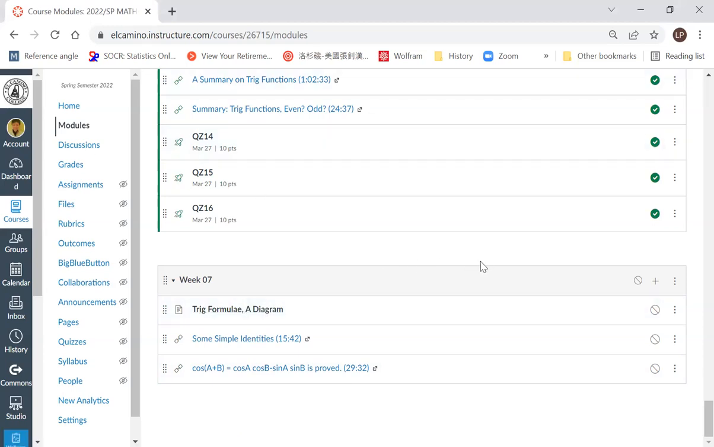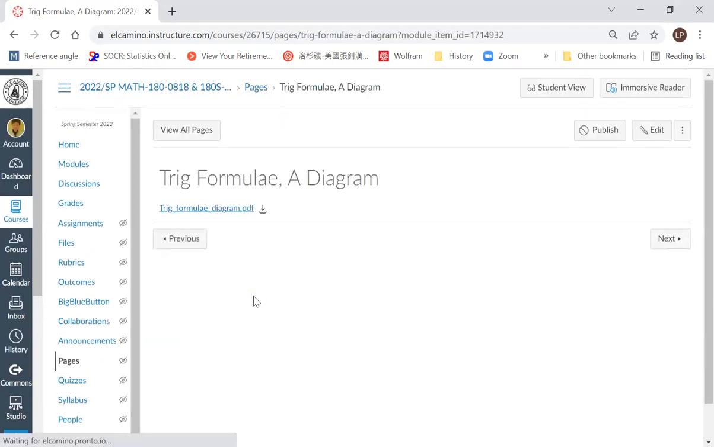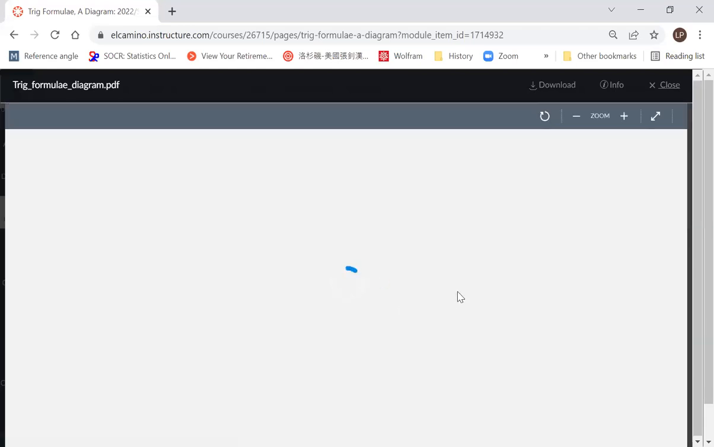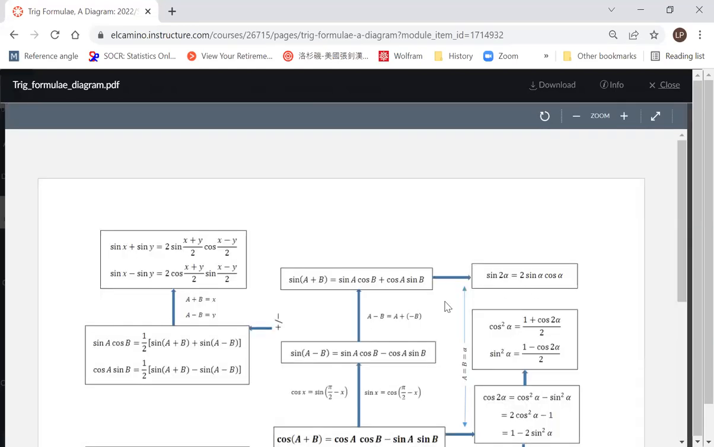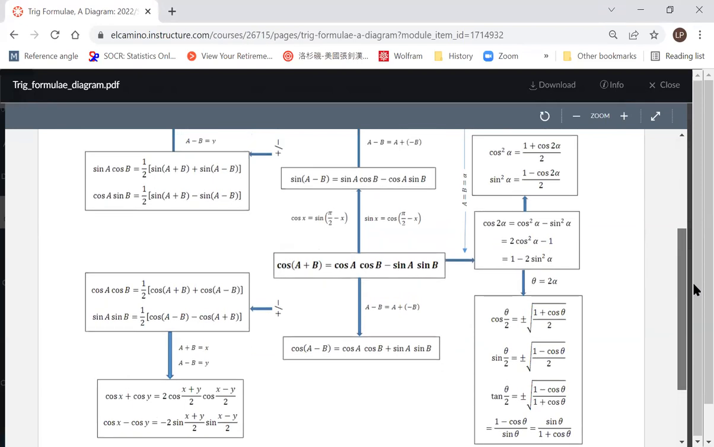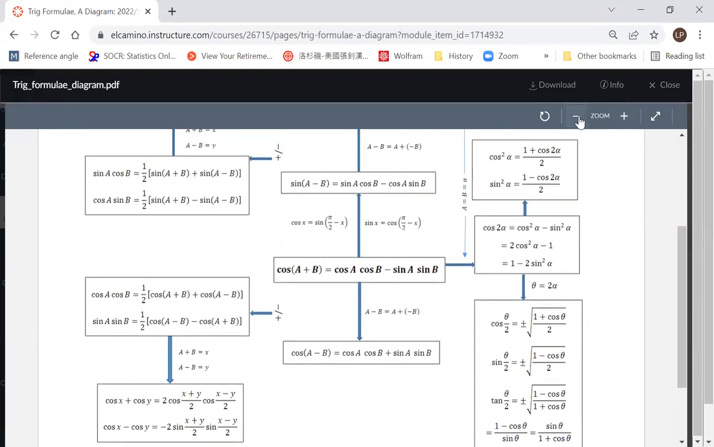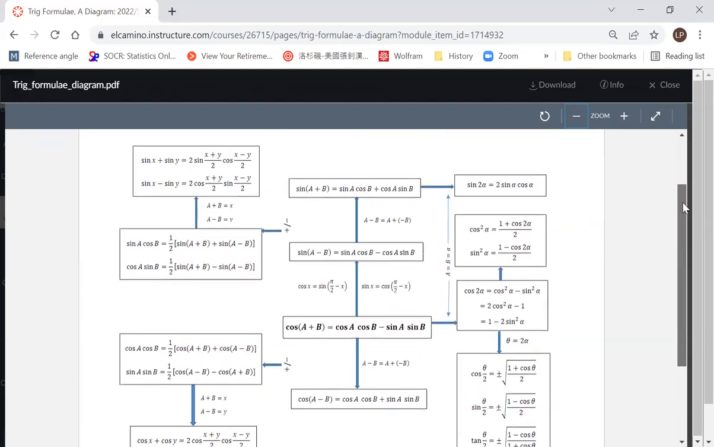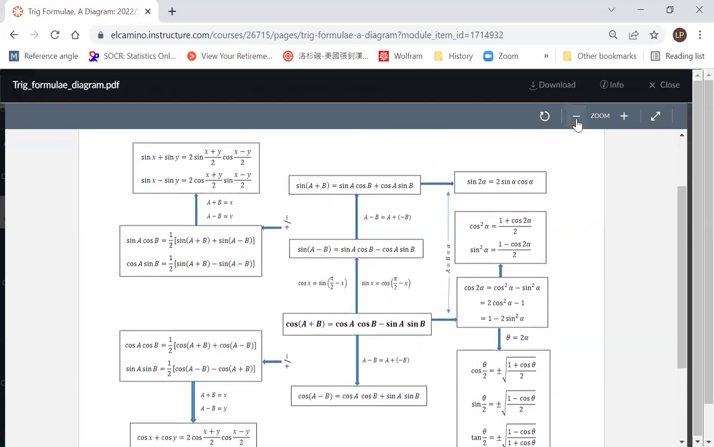All right. Now you see the trig formula diagram. So I'm going to open this file and show you. This diagram is a PDF file. I made this diagram myself. So I'm going to show you the roadmap about what we are about to do.